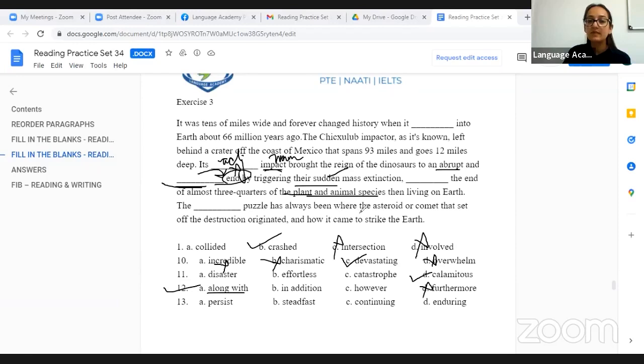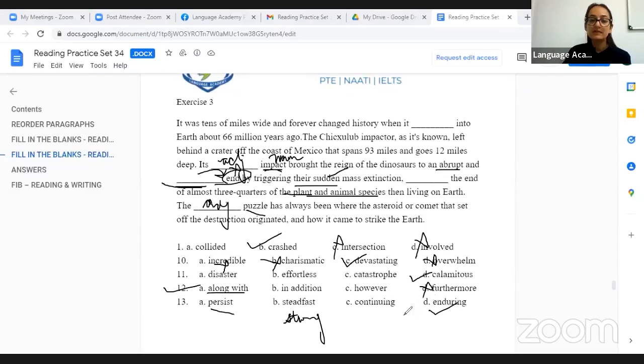The puzzle has always been where the asteroid or comet that set off the destruction originated. Again, the sentence is complete. Puzzle is a noun. So we need what kind of puzzle it is. The persist puzzle, wrong English. The persisting puzzle is right. Persisting means continuing. And persist means continue to exist. The steadfast. Steadfast means strong. That cannot come here. Continuing or enduring. Both mean more or less the same. Enduring is more academic. So we should go with enduring here. Enduring you can understand as the never ending. Something which is still not solved. Something which is still going on. That is enduring. Never ending. So the never ending puzzle has always been. Because it's still like the same. Always has been the same.